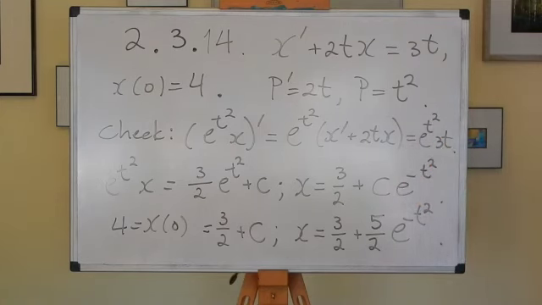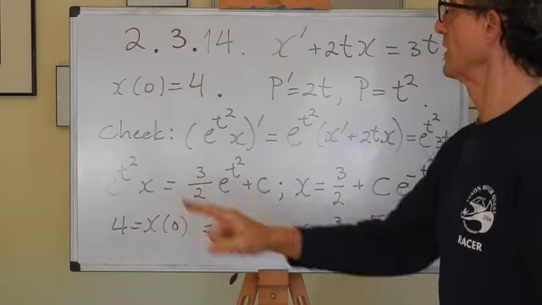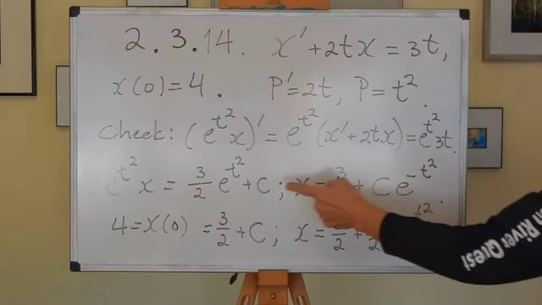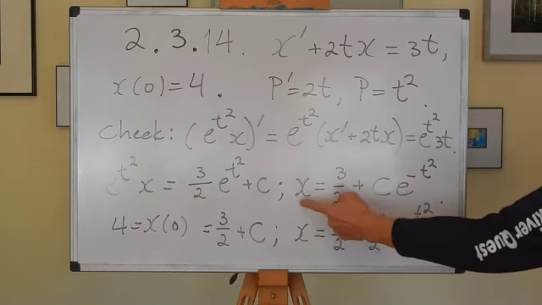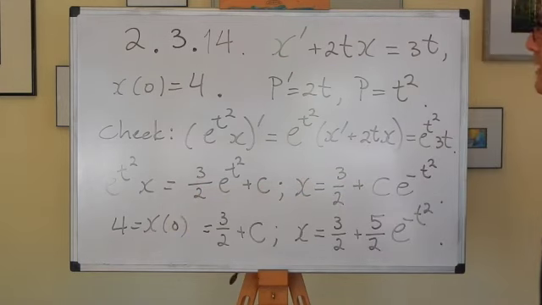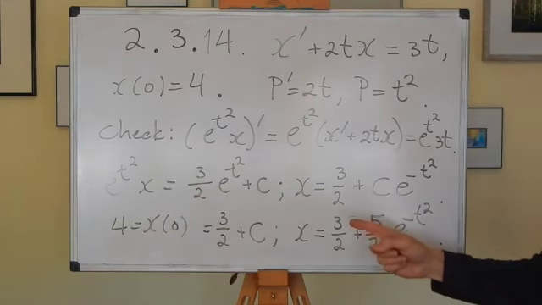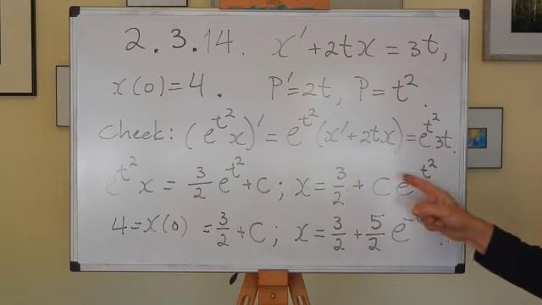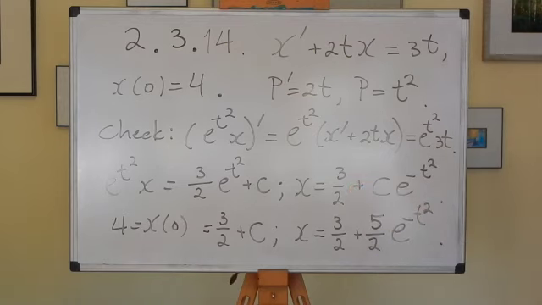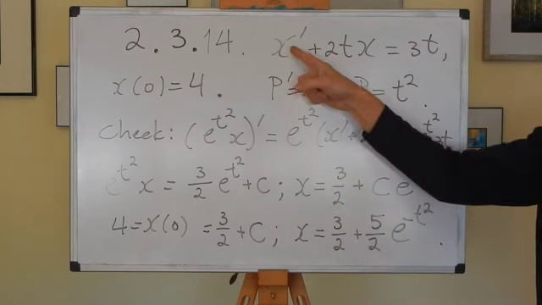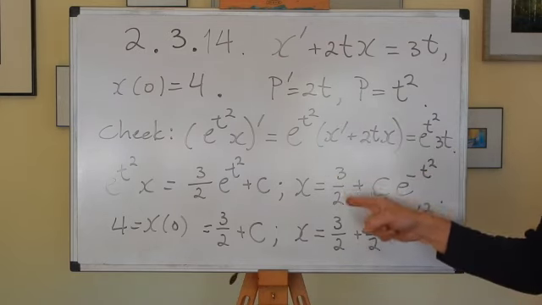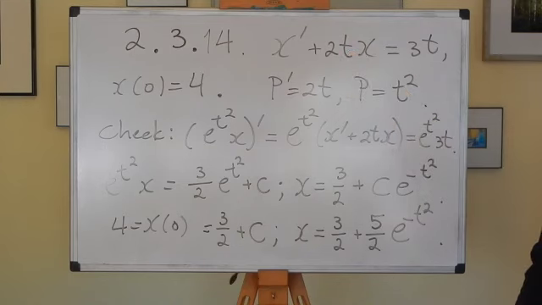We anti-differentiate both sides, we get e to the t squared x is equal to 3/2 e to the t squared, and then a constant of integration. Solving for x by multiplying by e to the minus t squared on both sides, we get x is equal to 3/2 plus c e to the minus t squared. You can check that if I put x equal to 3/2 in here, the derivative is 0, and then 3/2 times 2t is 3t, so that's a particular solution.